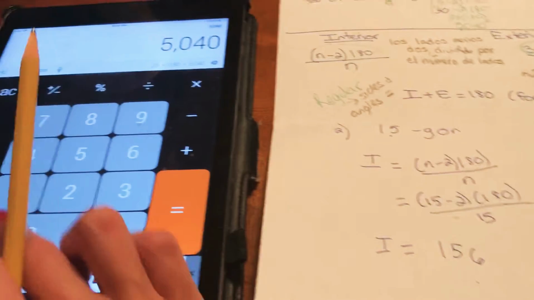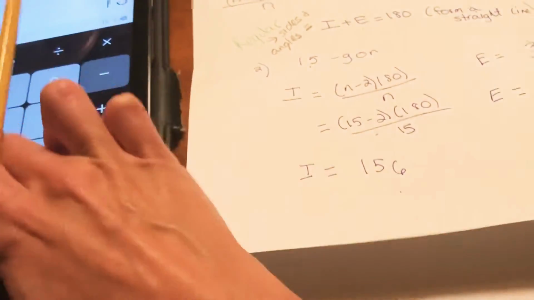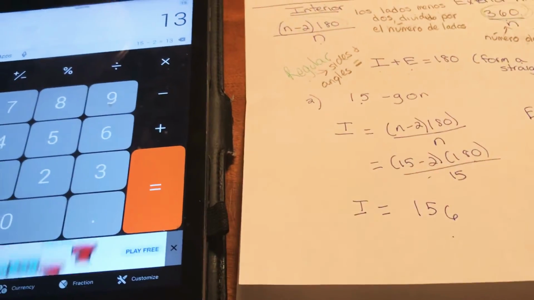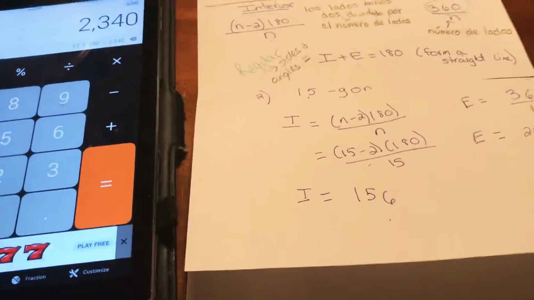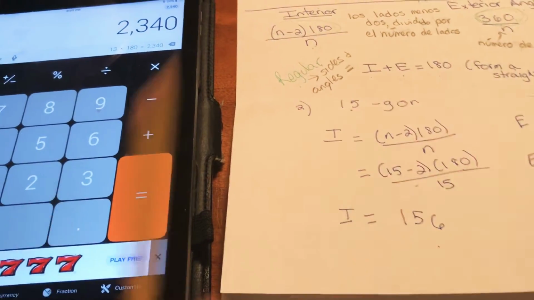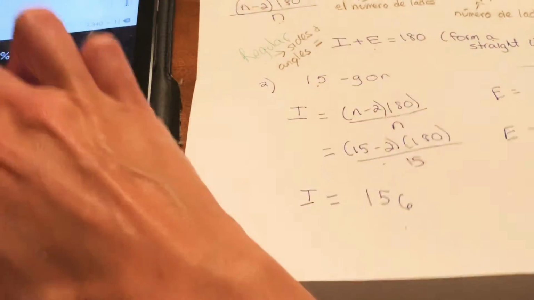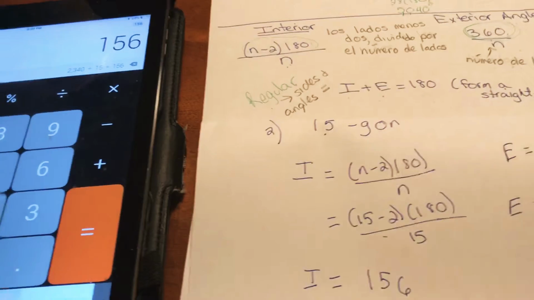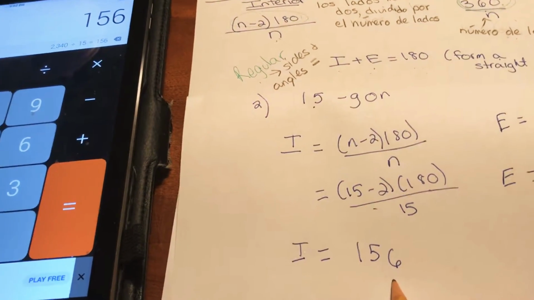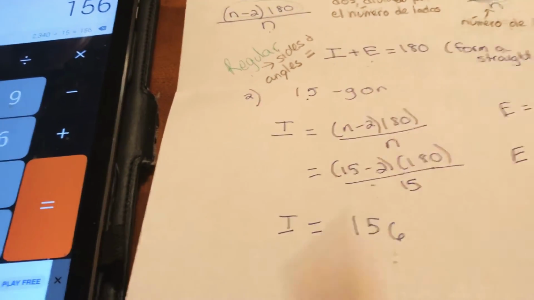So we have 15 minus 2. 15 minus 2 gives us 13, times 180 gives us 2,340. And then I'm going to divide by the number of angles or number of sides, which is 15, and that's where this 156 comes from. So all 15 angles are going to be 156 degrees.